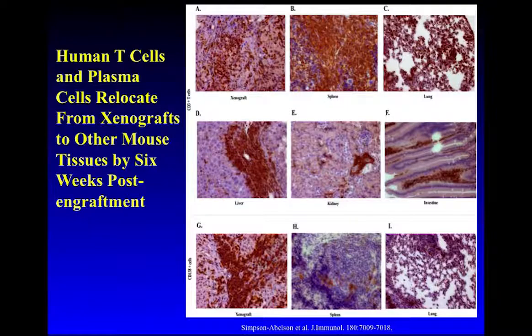So there it is, and here's something I wanted to point out in this model that I was totally surprised about. What we found was that the human T cells and plasma cells relocate from the xenograft. These are CD3 T cells, but look, they're moving on by 6 weeks into the spleen, and there's just a whole host of them. There's a plethora of these T cells there. They're in the lung, they're in the liver, they're in the kidney, and they're in the intestine.